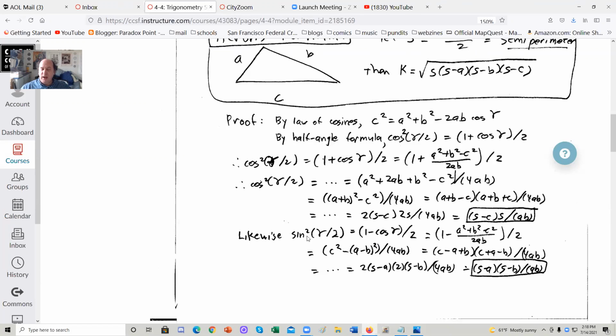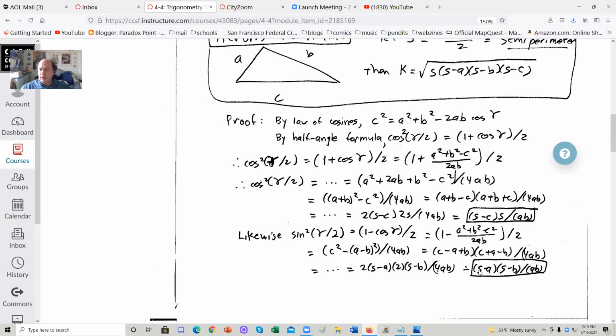Now, if we want to find sine squared gamma over 2, it would correspond with cos squared gamma over 2. That'd be 1 minus cosine gamma, divided by 2. So 1 minus, and again, we use our law of cosines, a squared plus b squared minus c squared over 2ab. After some algebra, that's c squared minus a minus b squared over 4ab. And that is c minus a plus b times c plus a minus b over 4ab, because we have a difference of squares. Then, after dealing with the semi-perimeter, this comes out to equal twice s minus a times twice s minus b over 4ab.